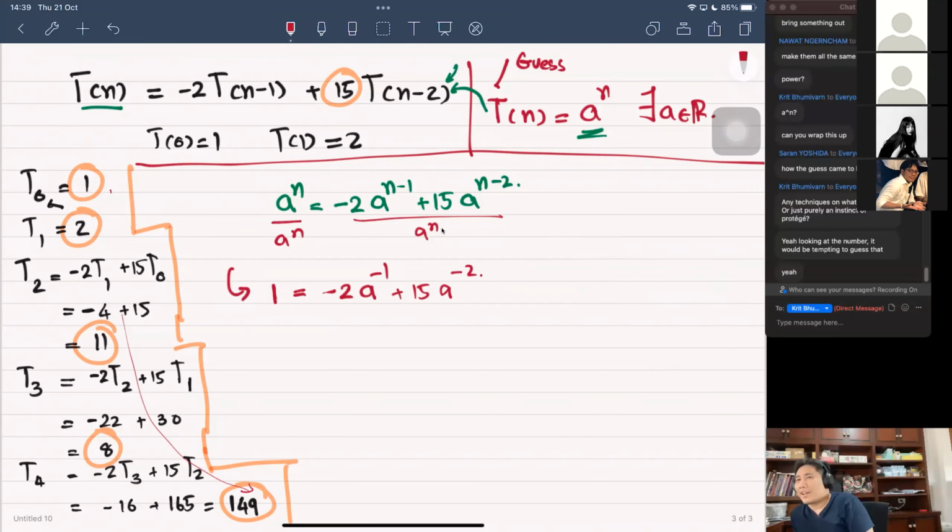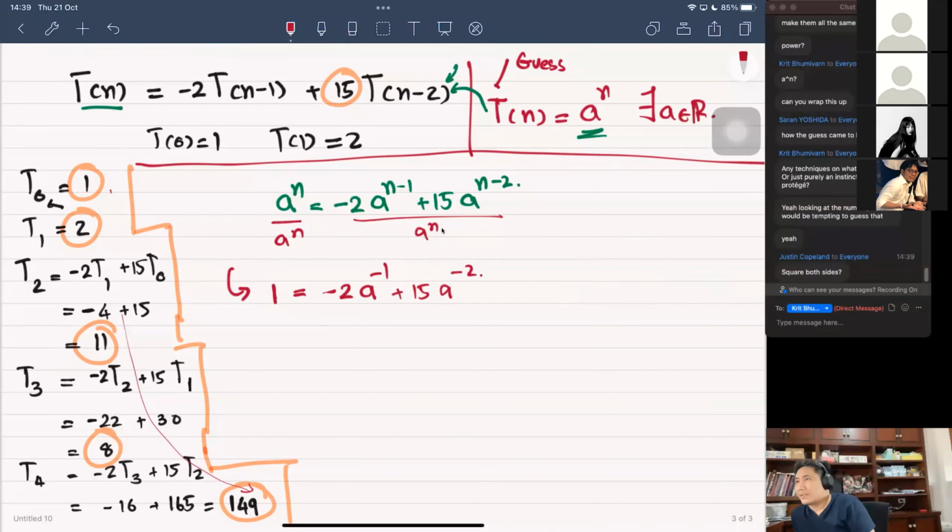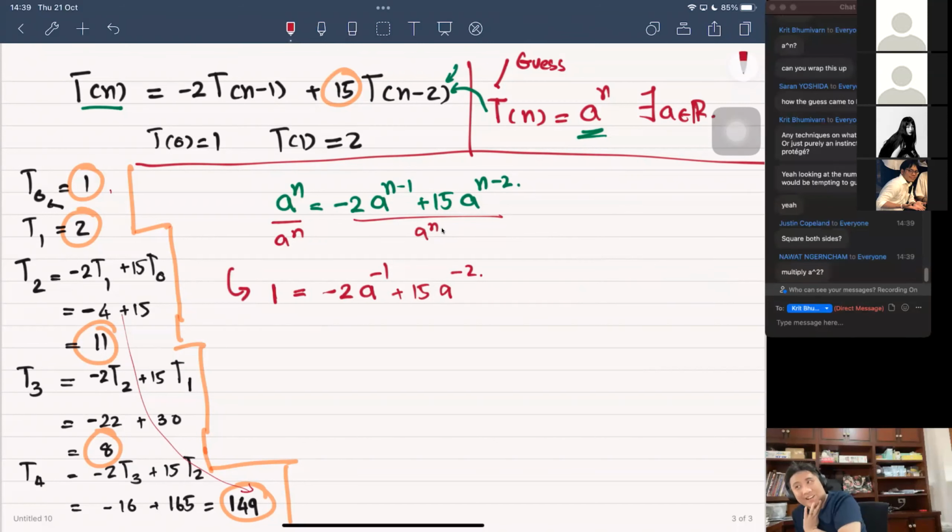What do we do with all the A's? I hate the -1, -2 so badly. What do you do to both sides to get rid of A to the -1 and A to the -2? Square? No, you get yourself into more trouble. If you square it, then you're going to get A to the -4. Good. You multiply by A squared on both sides, right?